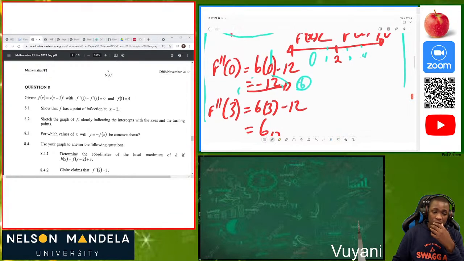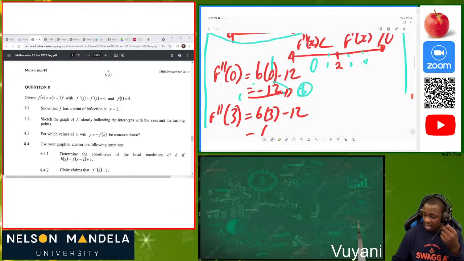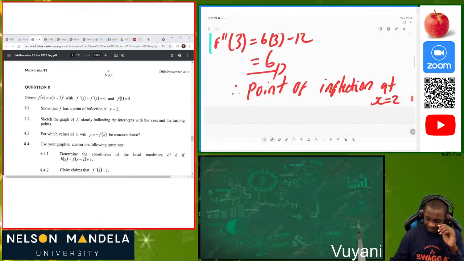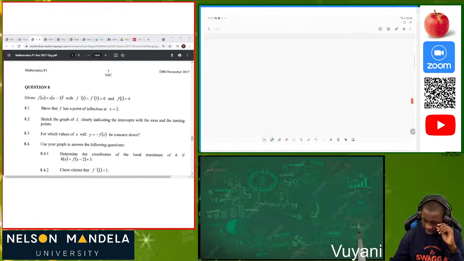And when they ask you to show that it is a point of inflection, that's how you can show that surely there's a point of inflection.